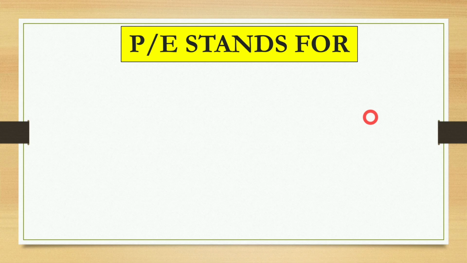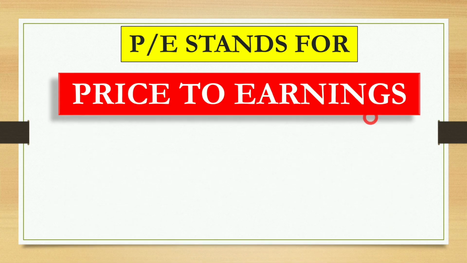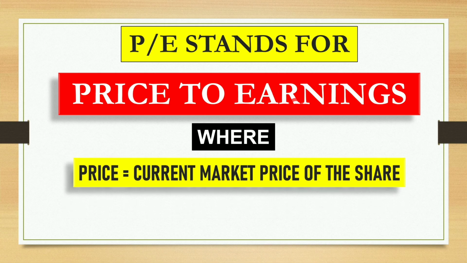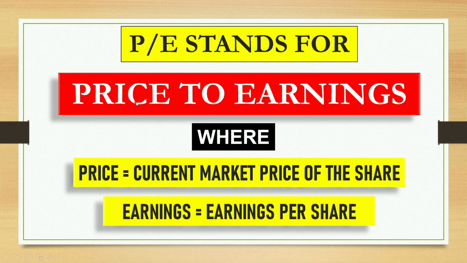So PE stands for price to earnings, where P refers to price and E stands for earnings. So we divide the price by earnings. Price is equal to the current market price of the share, that is the price which is currently prevailing in the market of a particular stock, and earnings is equal to the earnings per share, that is how much profit is the company generating against each share issued.